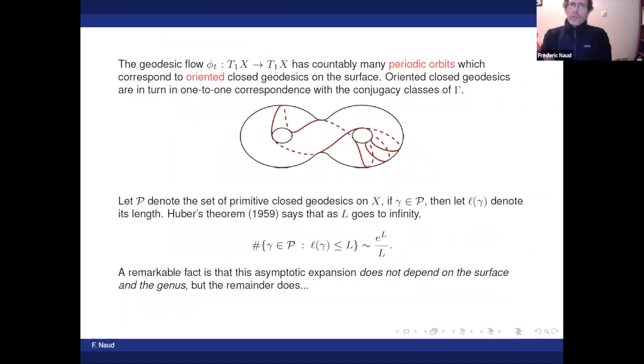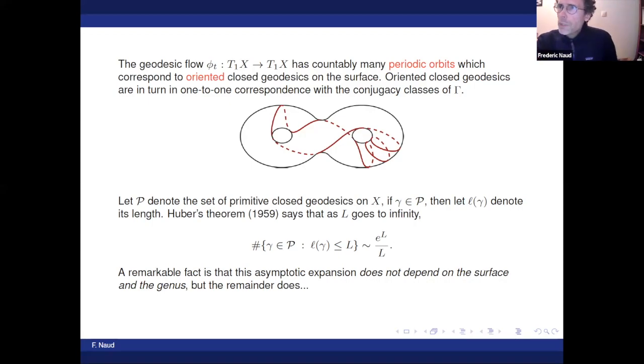So you have a geodesic flow with countably many periodic orbits. And what is important to notice is that you can decide to orient your closed geodesics or not, and it makes a difference in the counting. The famous counting result of Huber is actually a result about oriented closed geodesics. So when you count here like that, the set of primitive closed geodesics, they are oriented. Otherwise, if they are not oriented, you have to divide this asymptotic by 1/2.